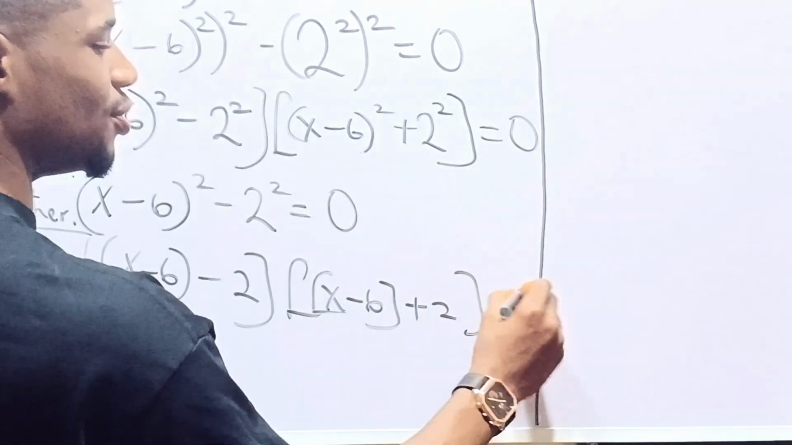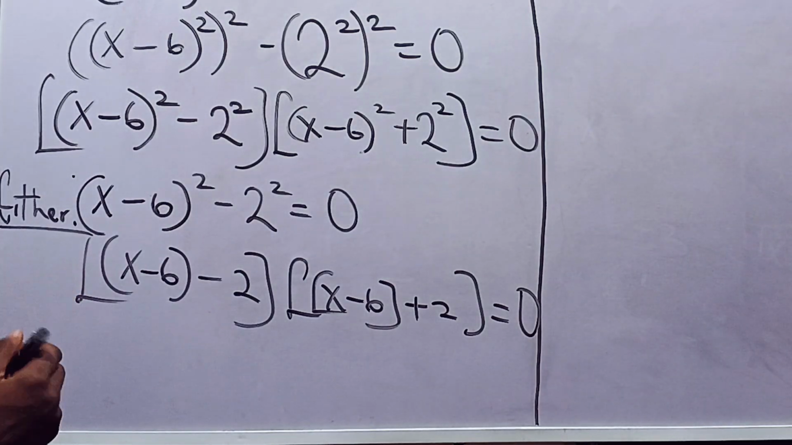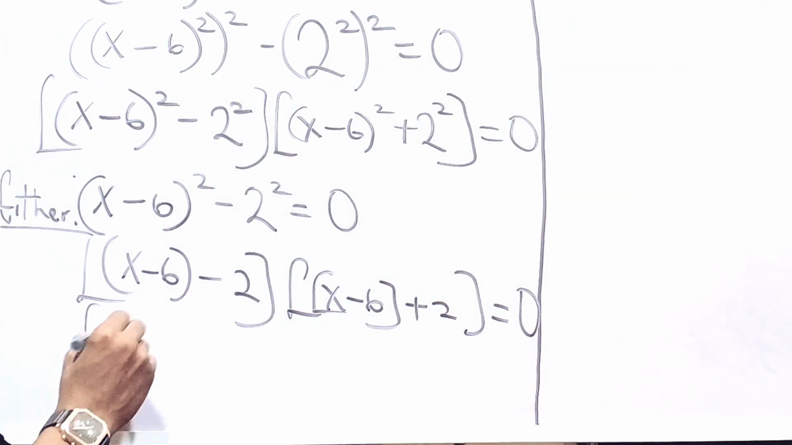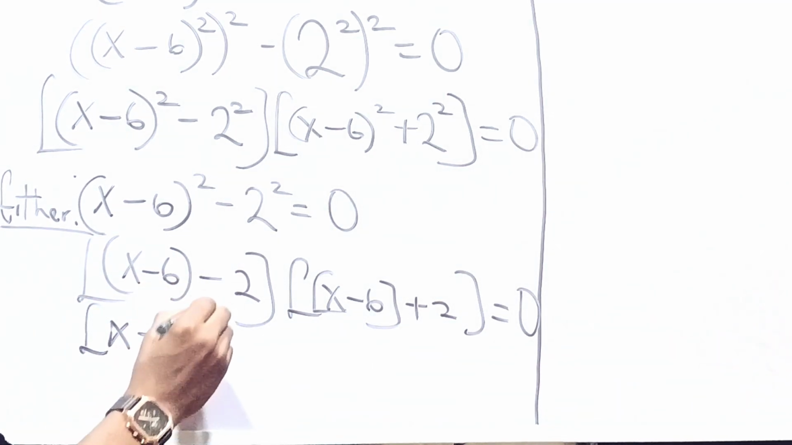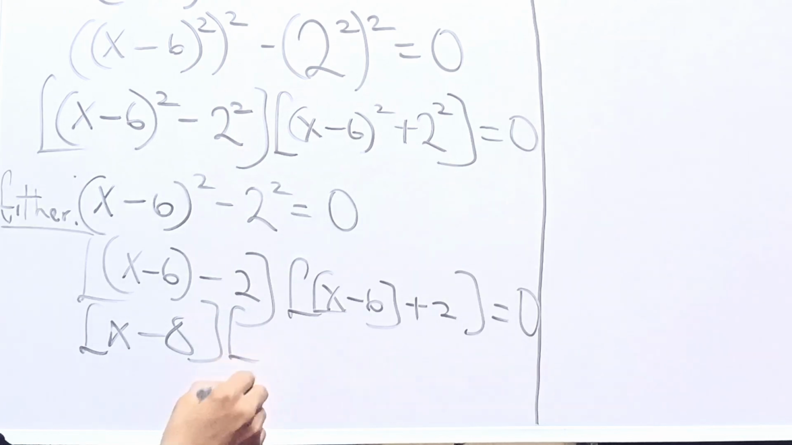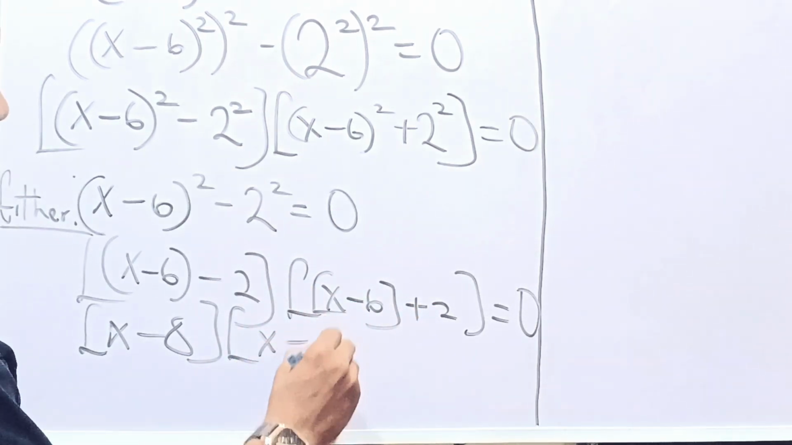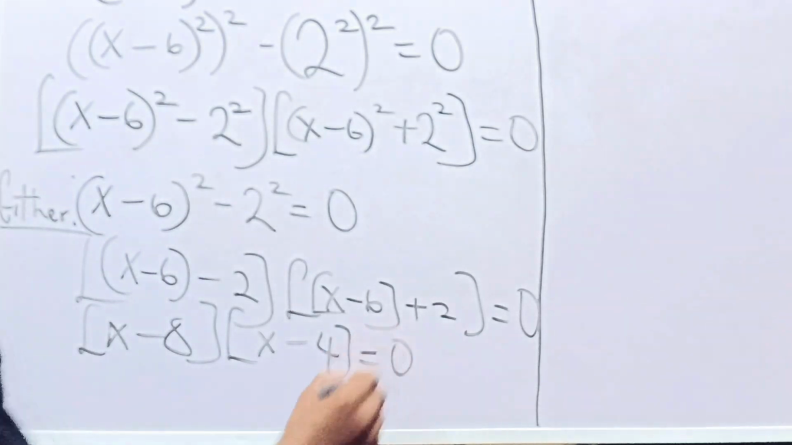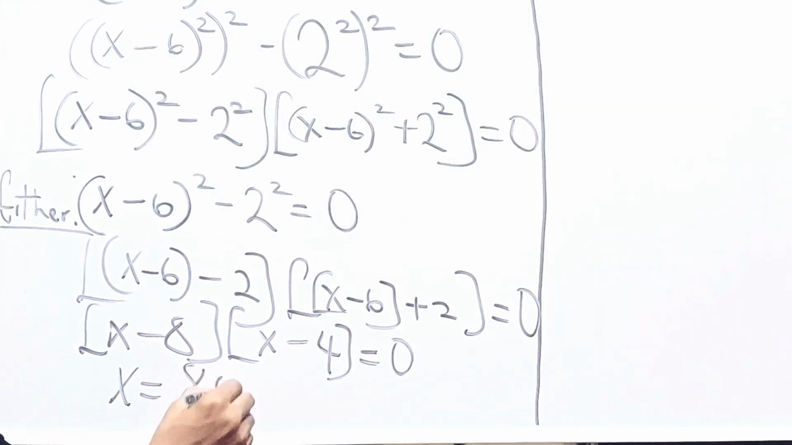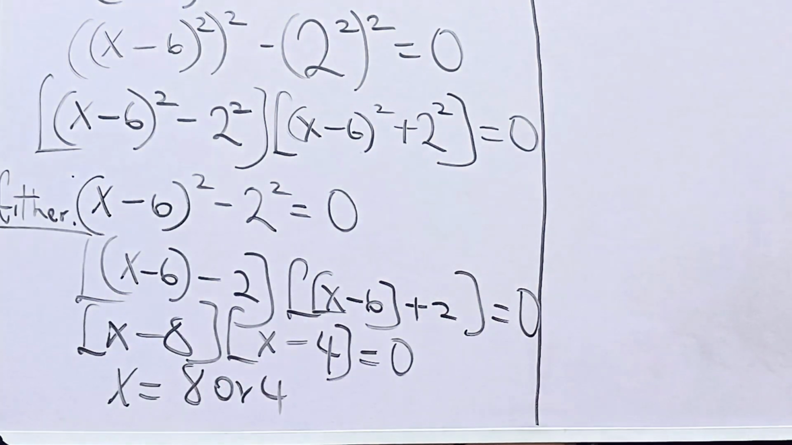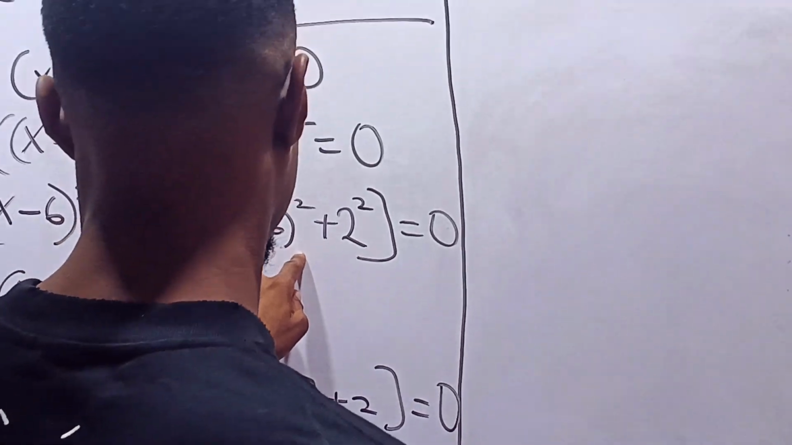is equal to 0. Okay, now from here, let's open up this. So we have x − 6 − 2, which is x − 8, multiplied by x − 6 + 2, which is x − 4, is equal to 0. So from here our x will be equal to 8 or 4.